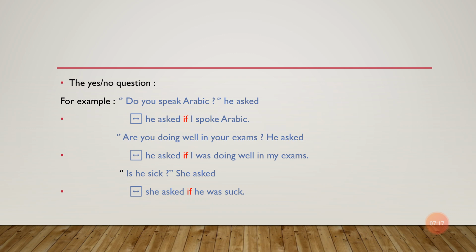بالنسبة لـ yes-no questions، الشق الثاني اللي فيه yes-no questions. For example, do you speak Arabic? This is a yes-no question, اللي الجواب ديالو yes or no. شنو كنتعاملوا بحال هاد النوع ديال الأسئلة؟ Do you speak Arabic? He asked. هنا دائما كندخلوا داك الترم ديال if. Okay? If. He asked if I spoke Arabic. هو سأل إذا كنت أتحدث العربية.